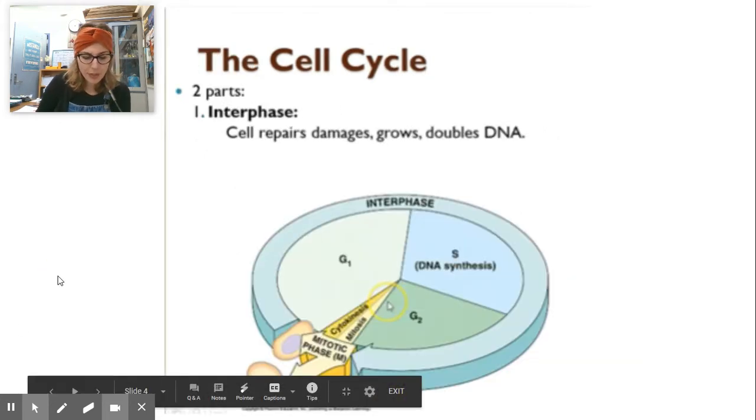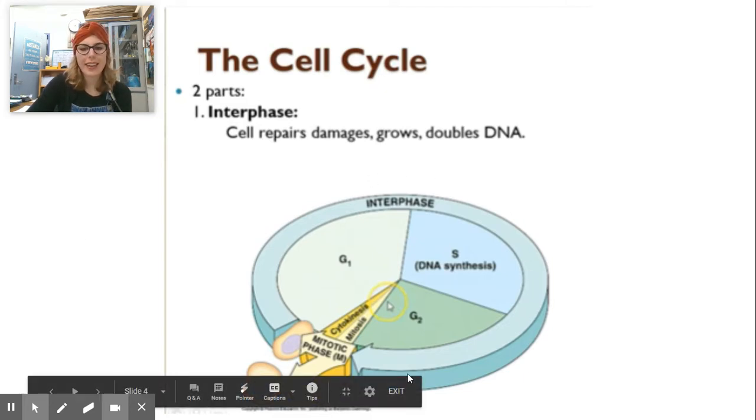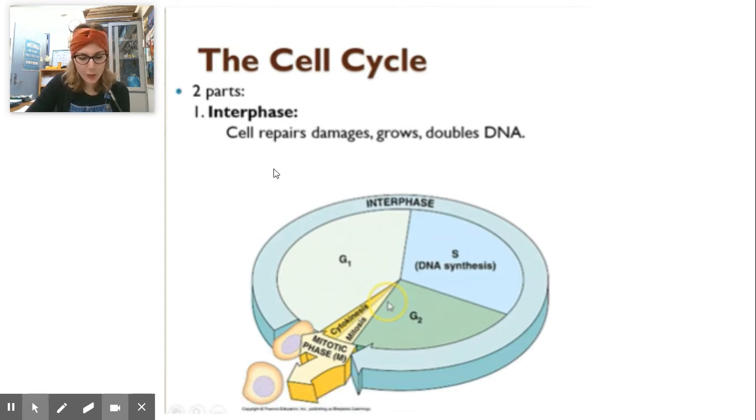All right. So the cell cycle is broken into two distinct parts. The first part is called interphase. And as you can see, it is the longest phase of the cell cycle. Its big job during interphase is to have the cell repair any damage. It's going to physically grow in size because it needs to prepare to divide. And in addition, the DNA is going to double, right? Because if we're going to have two new cells at the end of the whole cell cycle, we're going to need a set of DNA for each of those new cells.